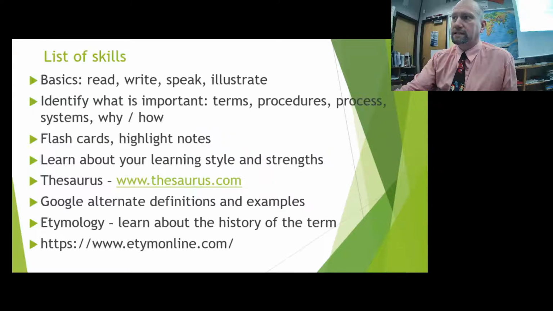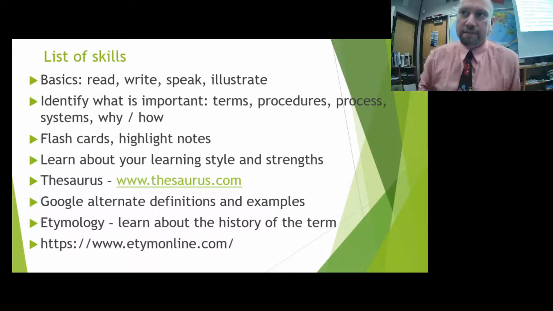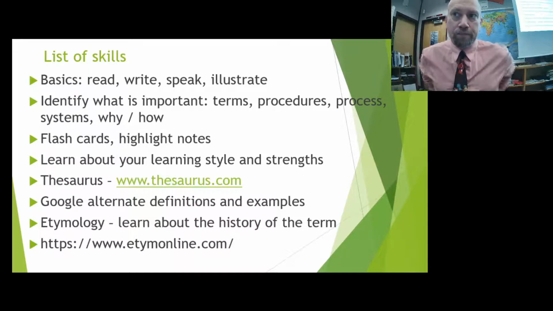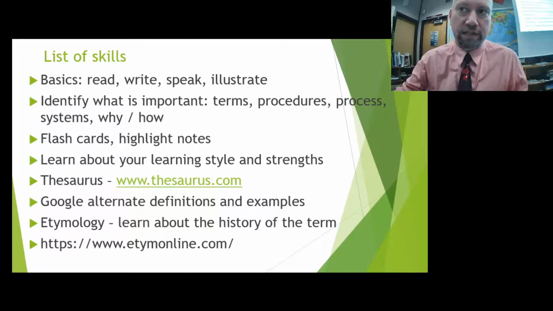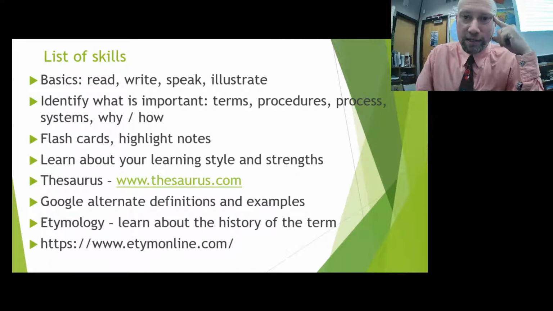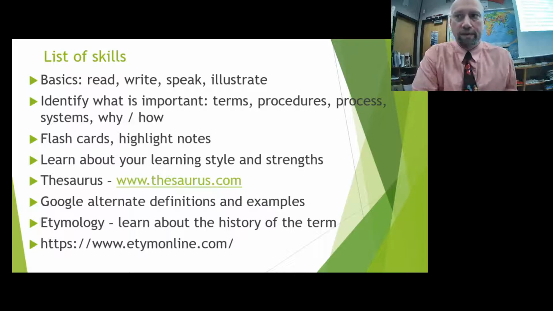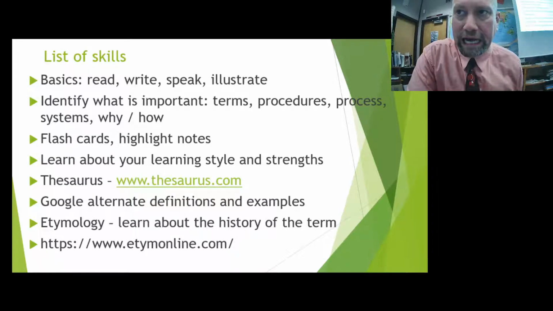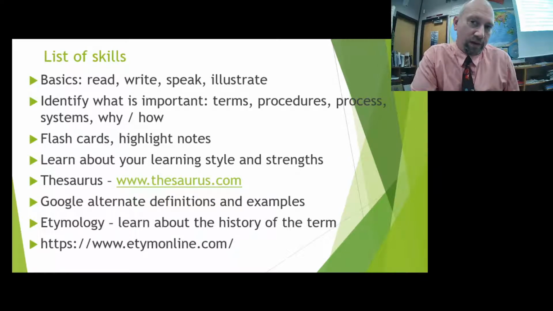Okay, really fast. A list of study skills, basics that you've probably learned already. You've probably learned that you can read to study, you can write to study, you can speak out loud to study, you can make illustrations to study. You've probably heard of things like flashcards before and highlighting notes. If you haven't, you can make flashcards with one term on one side and the definition on the back.